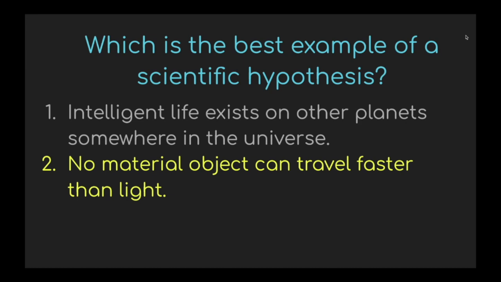If you chose number 2, you are correct. No material object can travel faster than light is the best example of a scientific hypothesis. The reason for this is we could actually test this. There's no way to test number 1, that intelligent life exists on other planets somewhere in the universe, because there are way too many planets in the universe, and we have really just barely made it out of our own solar system, let alone into our galaxy or the rest of the universe. So that just simply is not possible to test. However, we can accelerate objects, we can make them go really fast and see if they can go faster than light.